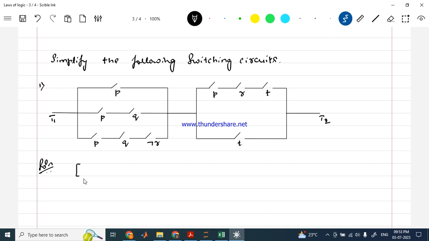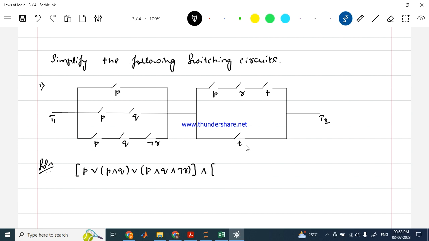And these three are in parallel connection. So we are saying that P is in disjunction with this expression. So this is conjunction between P and Q. And these two are in parallel connection, so it is disjunction. And these three are in series connection, that is P conjunction Q conjunction negation R. Conjunction.